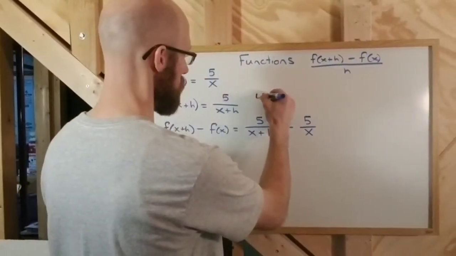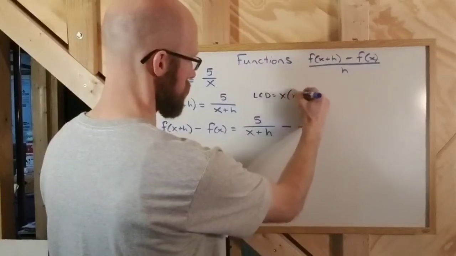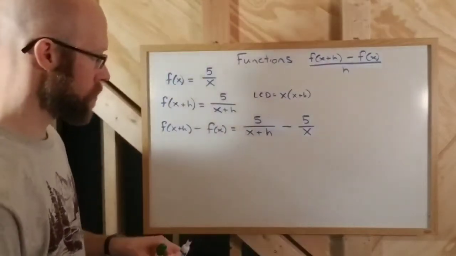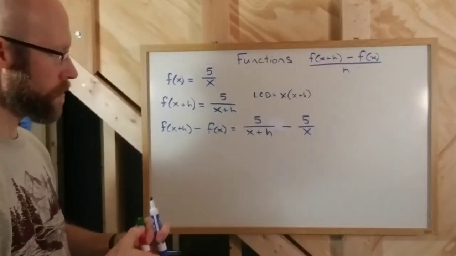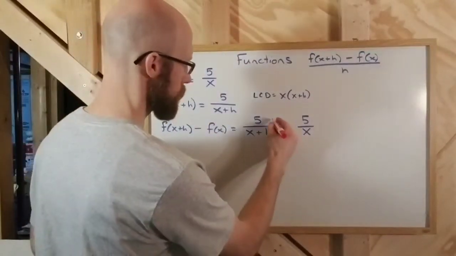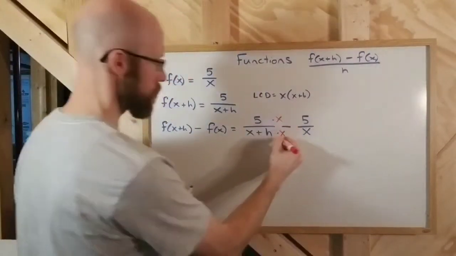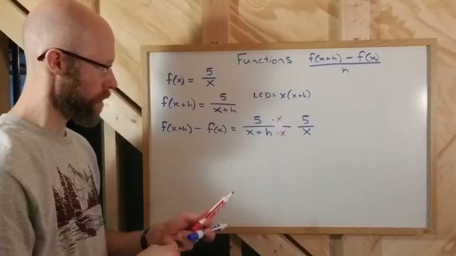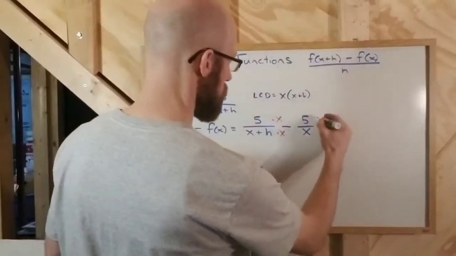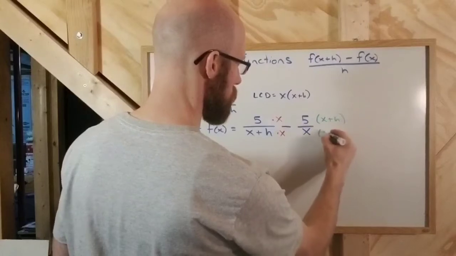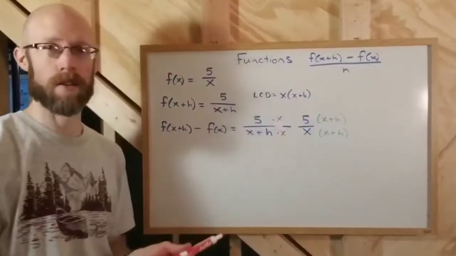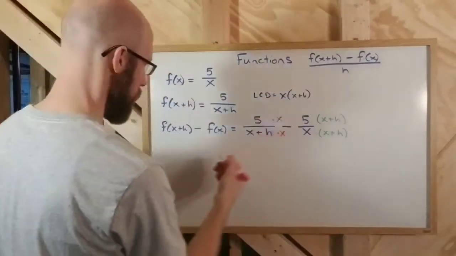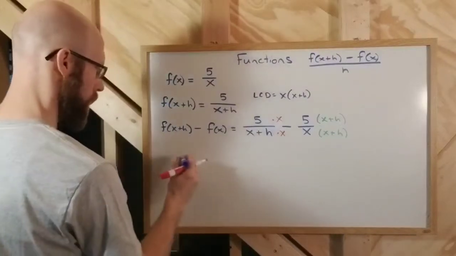Okay, so the LCD is just going to be x times x plus h. Okay, the two factors multiplied. So to get an LCD on the first fraction, I'm going to multiply the top and the bottom by the missing factor, which is the x. That's what's missing there. And on the second fraction, I'm going to multiply the top and the bottom by the entire quantity x plus h, because that is the missing factor on the second fraction. Okay, so when I do that, the first fraction just becomes 5x.